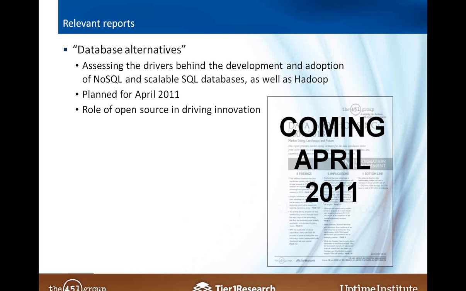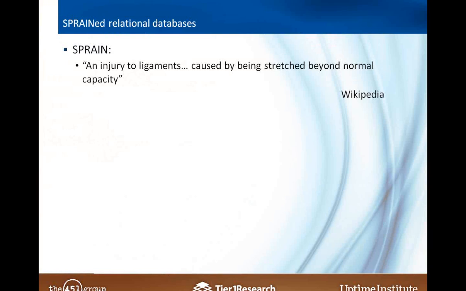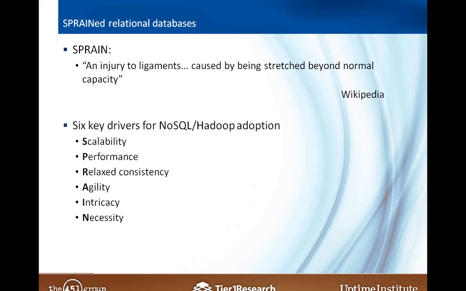So what are the major drivers we see that are changing the landscape of the market? It really can be summed up by thinking about sprained relational databases. What do we mean by that? Well, from a medical perspective, we think of a sprain as an injury caused by something, in particular ligaments, being stretched beyond their normal capacity. And clearly this is something that we think is happening to a lot of organizations where they're trying to run their relational databases beyond the capacity for which they were designed. As you may have guessed, SPRAIN is also an acronym.